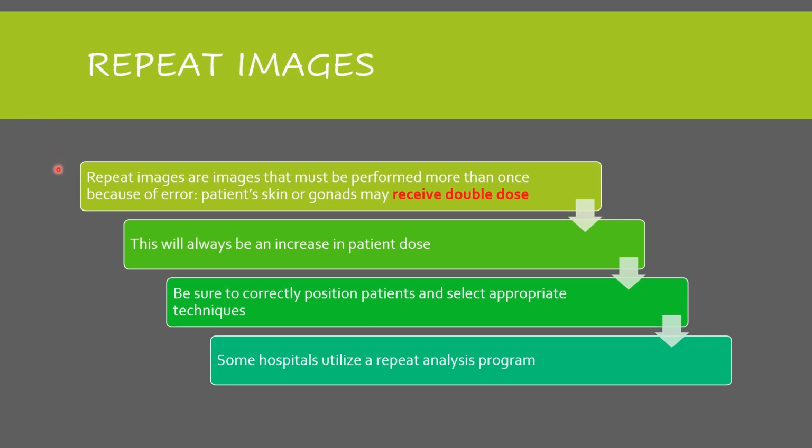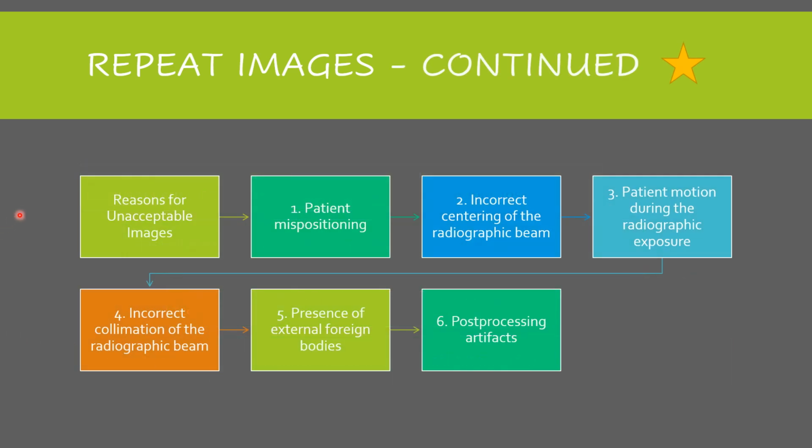Repeat images. Repeat images are images that must be performed more than once because of error. Patient skin or gonads may receive a double dose. This will always be an increase in patient dose. Be sure to correctly position patients and select appropriate techniques. Some hospitals utilize a repeat analysis program. Reasons for unacceptable images include patient mispositioning, incorrect centering of the radiographic beam, patient motion during the radiographic exposure, incorrect collimation of the radiographic beam, presence of external foreign bodies, and post-processing artifacts.